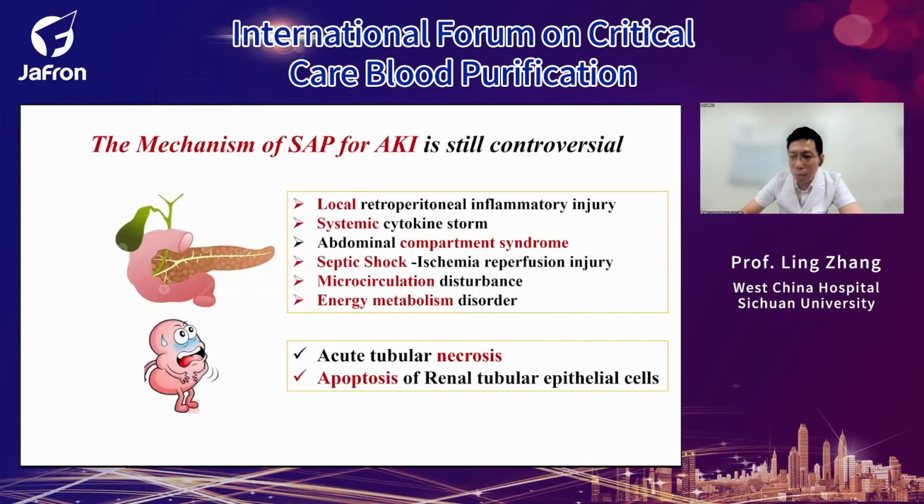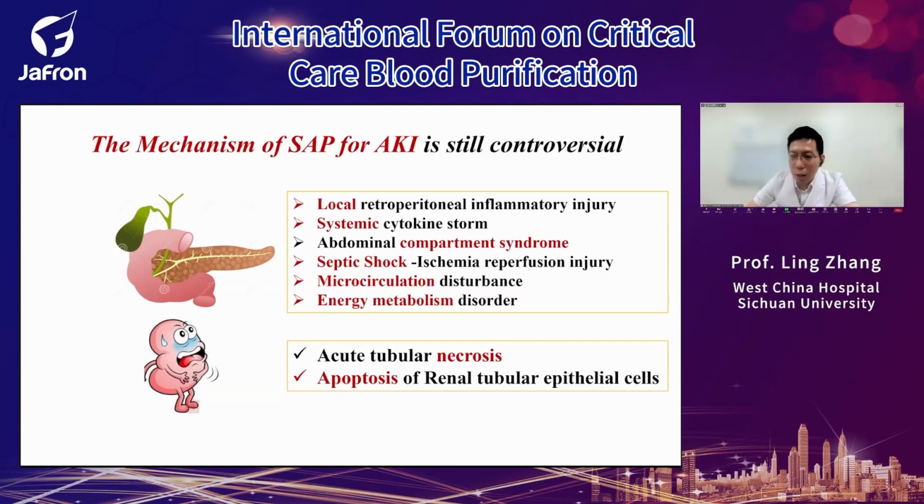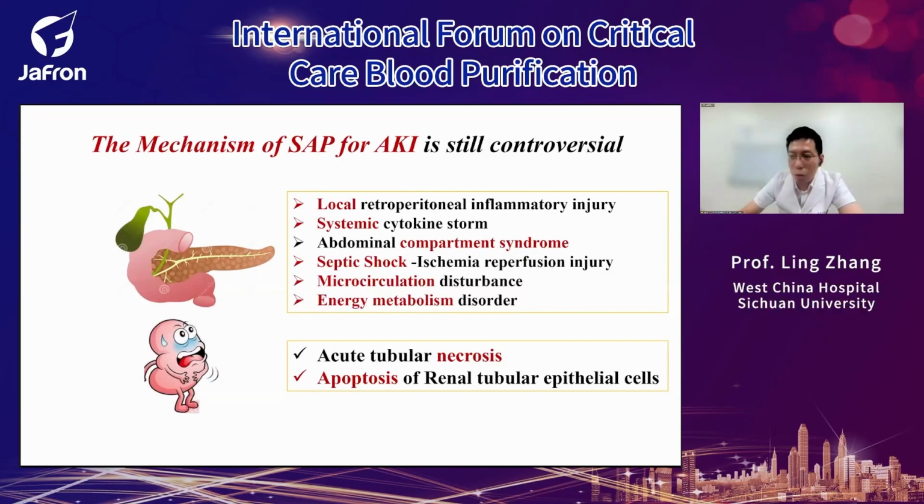So the cytokine storm may be the key thing we should think over. I also reviewed some recently published papers about the mechanism of SAP with AKI. It's still controversial. The kidney and the pancreas are both retroperitoneal organs, so the local retroperitoneal inflammatory cytokine storm can cause kidney injury, and the systemic cytokine storm can also cause kidney injury. Other factors like abdominal compartment syndrome, septic shock, macrocirculation disturbance and energy metabolism disorder can also lead to kidney injury.